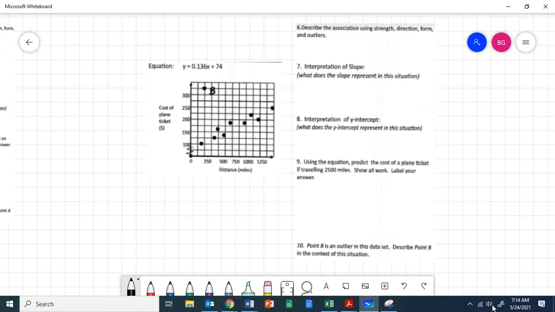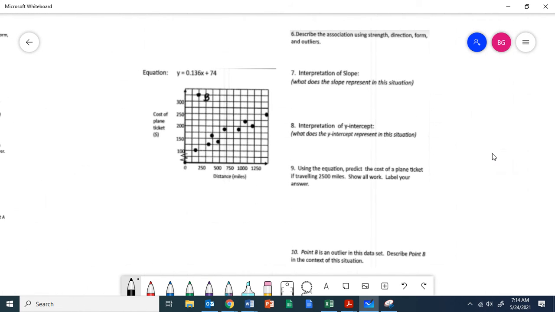All right, so let's look at another one here. The equation is y equals 0.136x plus 74. The x-axis is distance in miles. The y-axis is cost of a plane ticket in dollars. I want you to go ahead and describe the association here using strength, direction, form, and outliers.